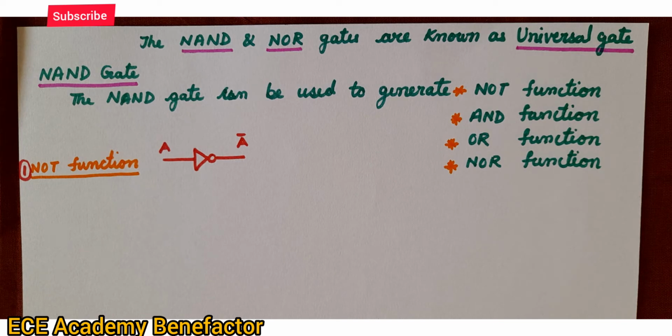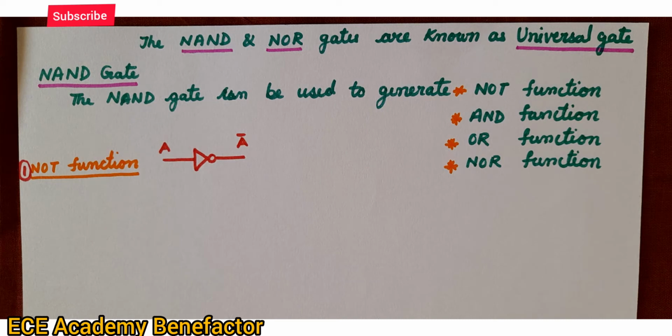So as you know, universal gates are of two types, NAND gate and NOR gate. NAND gate and NOR gate are known as universal gates because using them we can design AND gate, OR gate, NOT gate. The basic functions or basic gates can be designed by using either NAND gate or NOR gate.